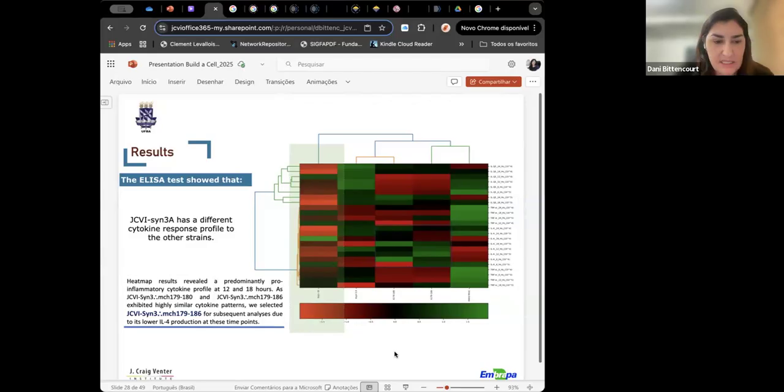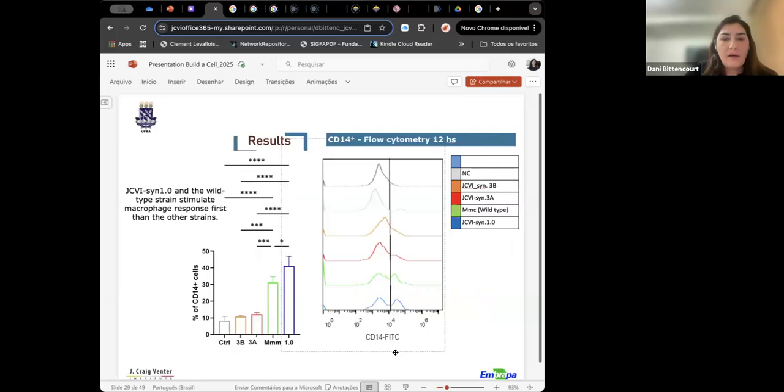So this is what we were expecting. This agrees with what we have found in the phagocytosis analysis. But then, how is the response of those cells for the proliferation of CD14?